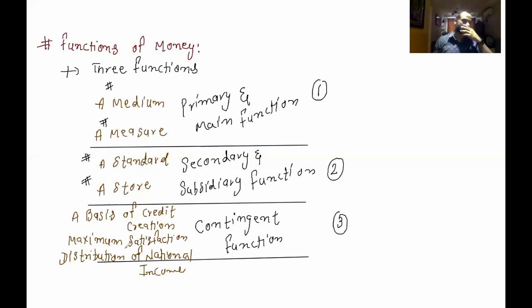So the idea is that money is divided into three different functions: primary, secondary, and contingent. The contingent function is more economic, maybe micro and macroeconomics. Individuals could be involved in credit creation, firms could be involved in credit creation, right? Households are involved in maximum satisfaction, right? And finally, government, which is macroeconomics, is involved in the distribution of national income. So these are the functions we have.